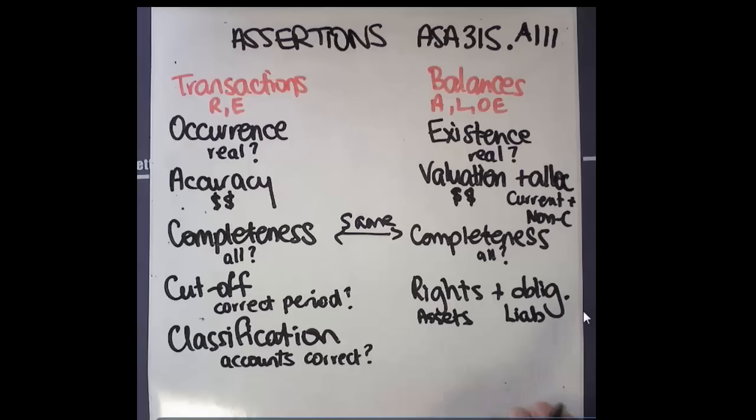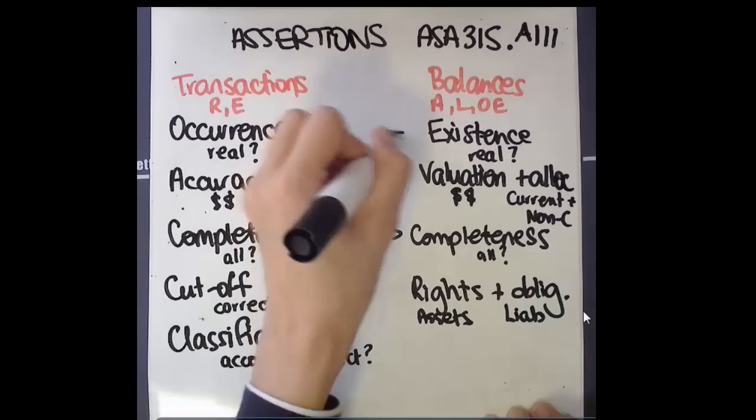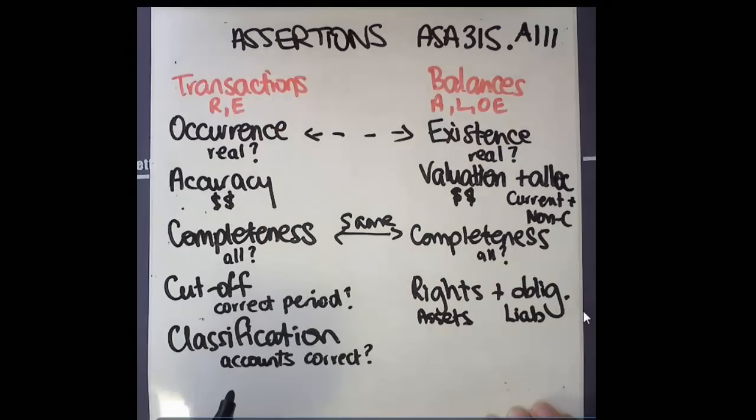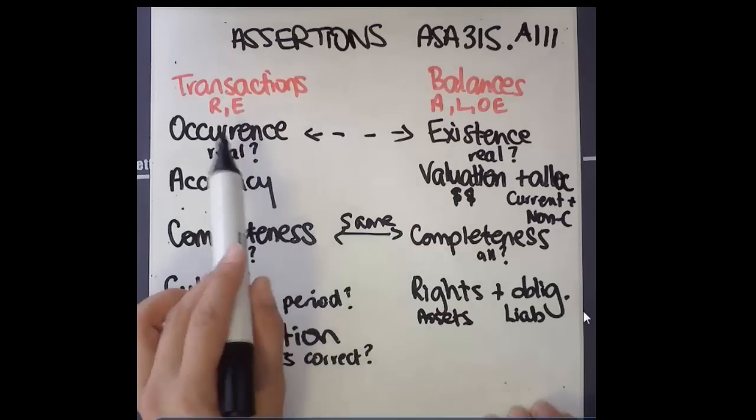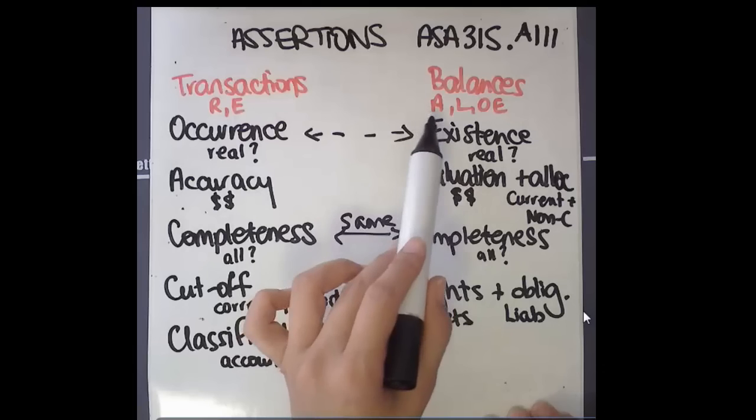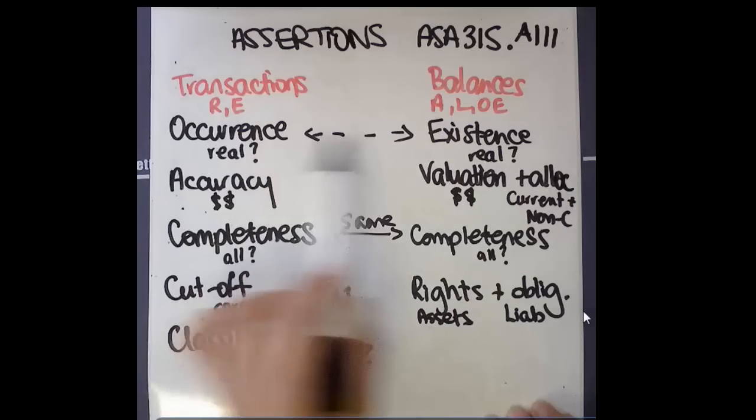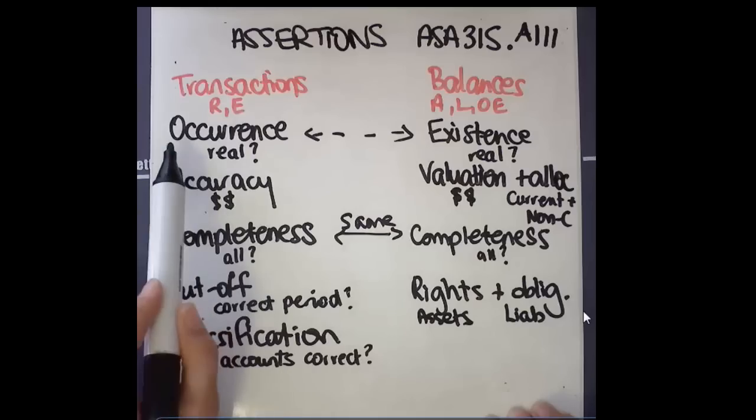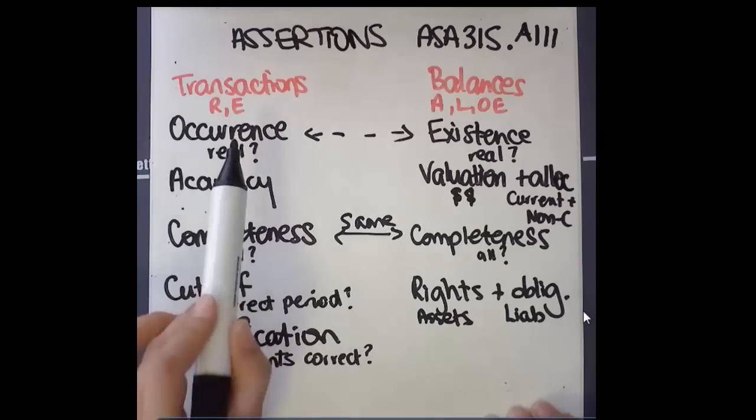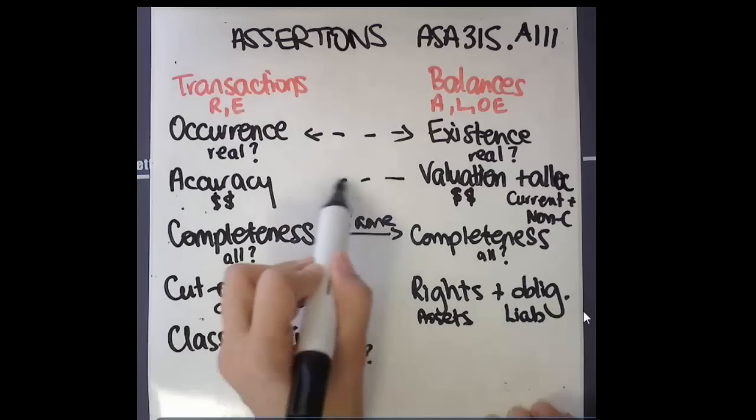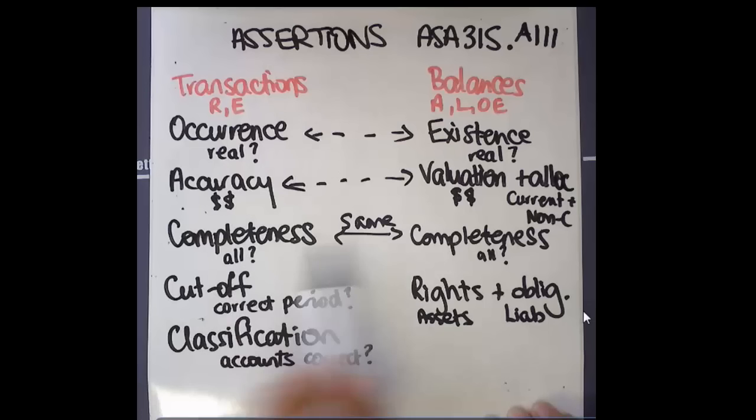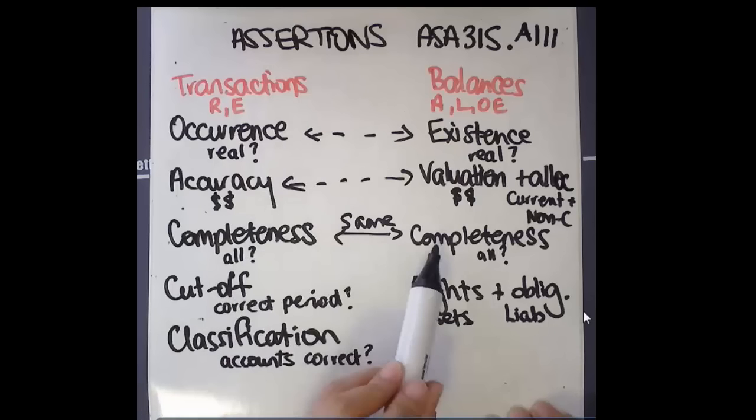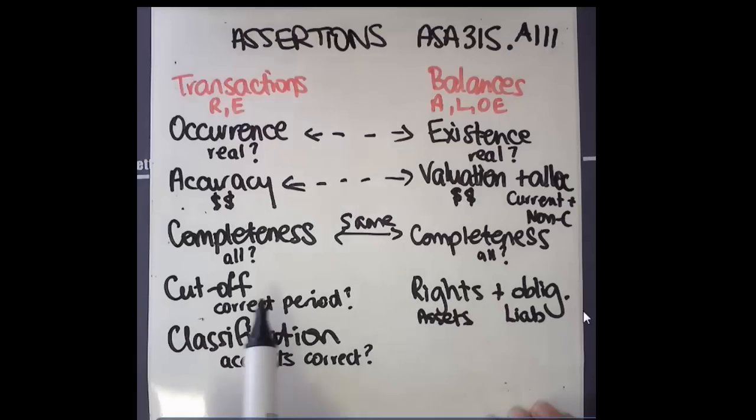So you notice that some of them are similar. Occurrence and existence. Right? Is it real? Did it happen? The reason I use different terminology is that I cannot say, did an asset occur? I can say, did a sale exist? But the correct grammatical use is, did that revenue or that sale really occur or happen? I use accuracy and valuation. Those two are similar because it's all about the dollar value of the account. Completeness is exactly the same. Am I recording all of my sales, all of my assets, liabilities, owner's equity? But the ones that are different are cutoff, classification, and rights and obligations.